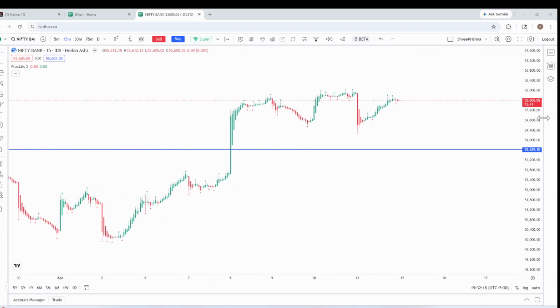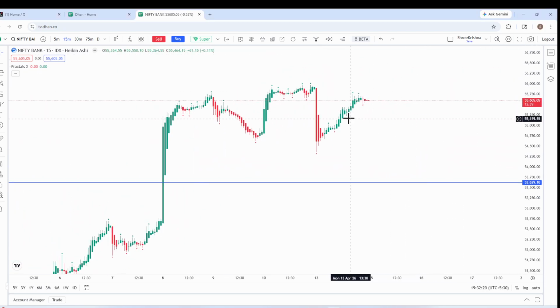So how do we sell it? We sell it when the first fractal is broken over here. When this breaks, we sell it. So can we go for the candlestick now? Yes, we can go for the candlestick now.